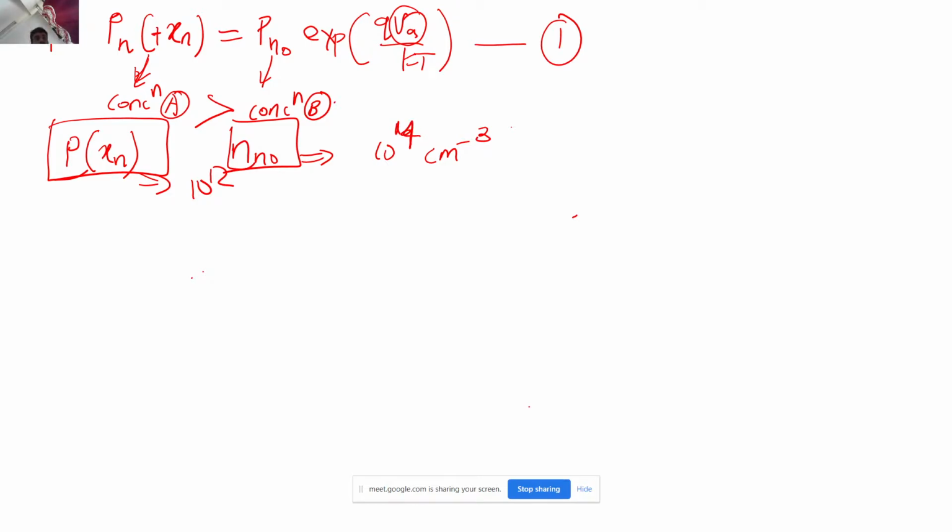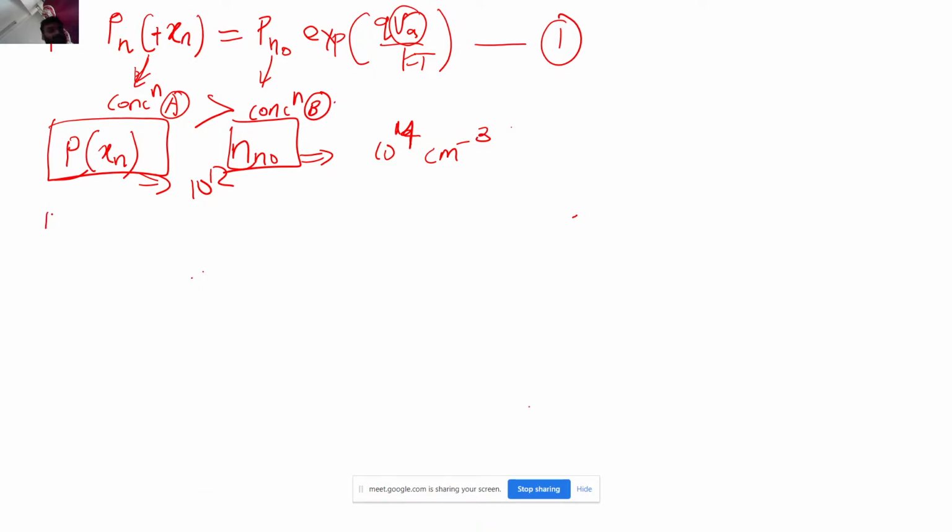Now tell me, P of Xn is 10 to the power 12, N of N naught is 10 to the power 14. So are the minority carriers that I have injected from the P side much higher as compared to the majority carrier concentration? Yes, sir. Yes. Why?